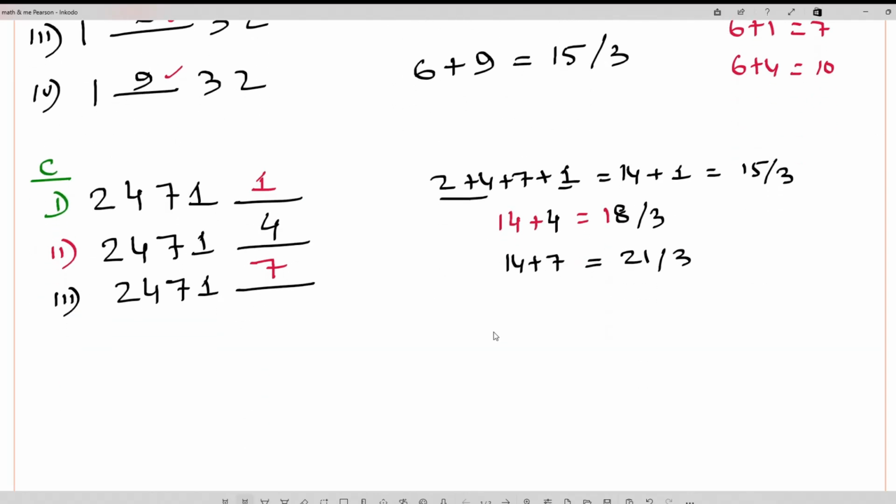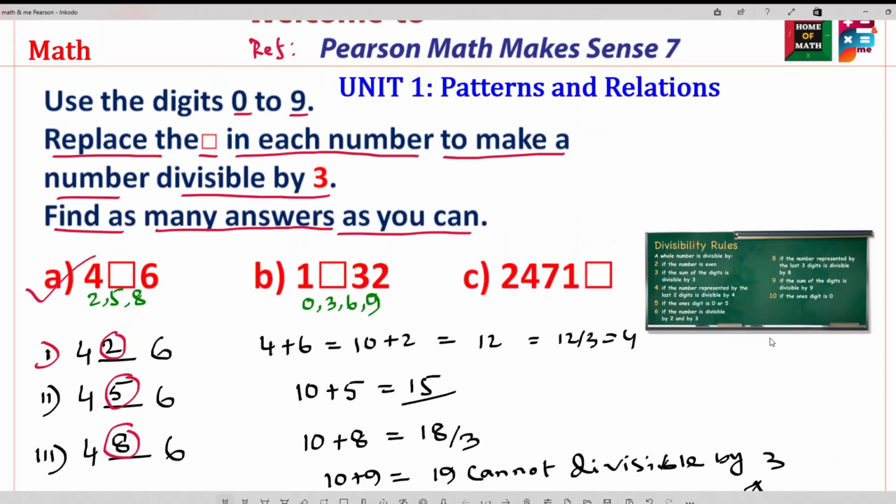Okay. Now again, 14 plus, if we add 8, it means 22. 22 cannot be divisible by 3. If we add 9, it means 23. It's also not divisible by 3. So our answer is 1, 4, 7. So we can write here 1, 4, 7.